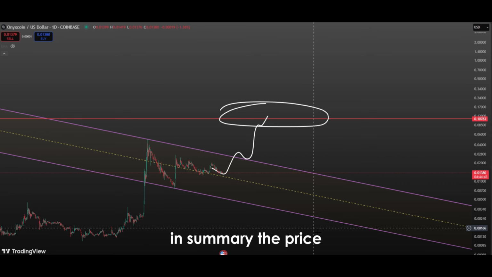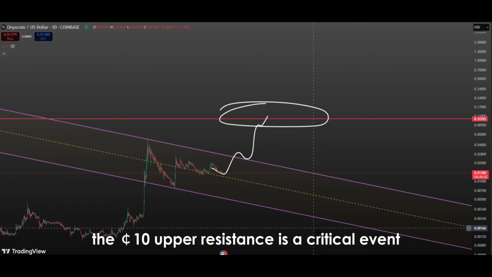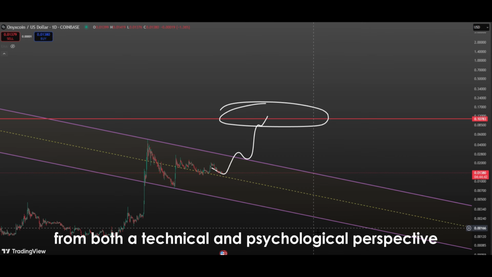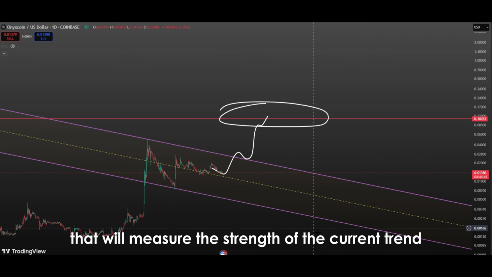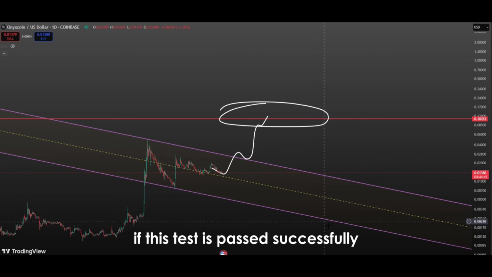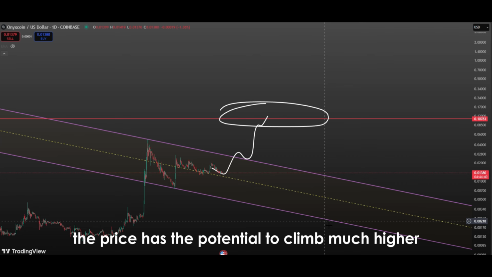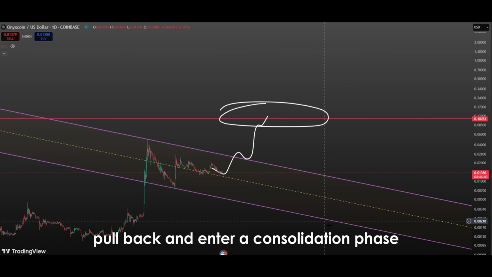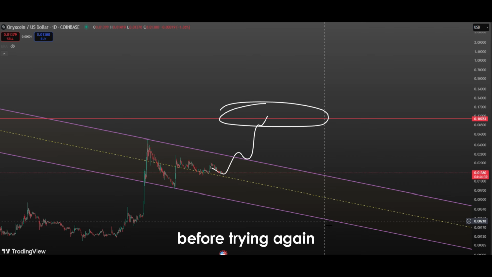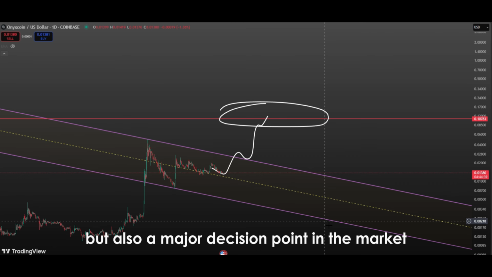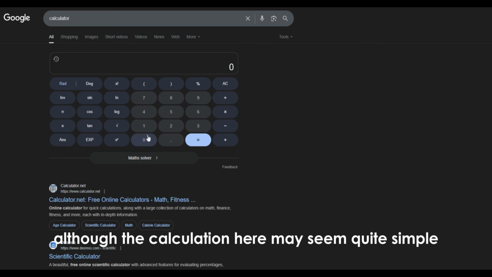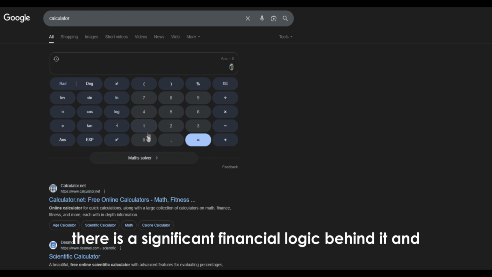In summary, the price reaching the 10 cents upper resistance is a critical event from both a technical and psychological perspective. It's a test point that will measure the strength of the current trend. If this test is passed successfully, the price has the potential to climb much higher. If not, it may see a short-term pullback and enter a consolidation phase before trying again. This is why the 10 cents level should be seen not only as a target, but also a major decision point in the market. Although the calculation here may seem quite simple, there is a significant financial logic behind it.